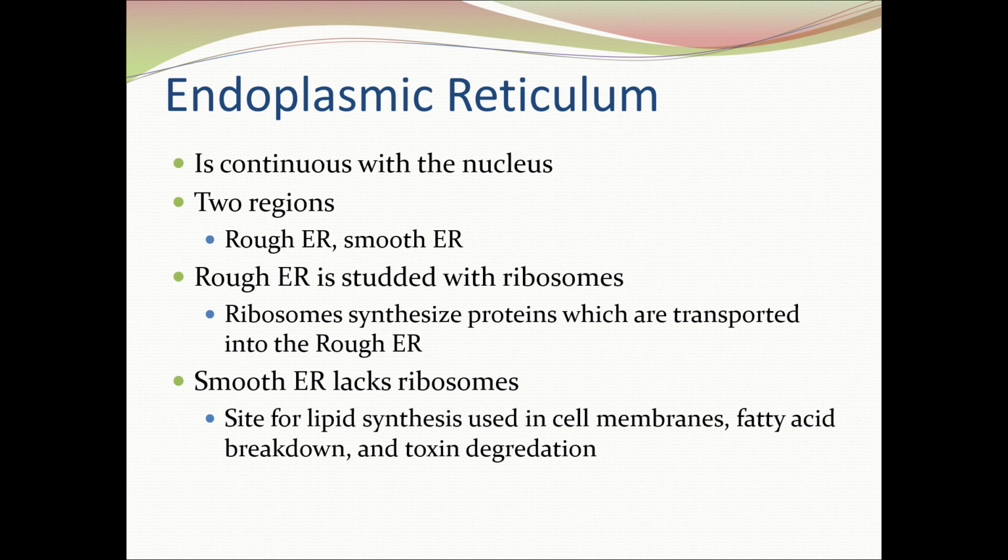The endoplasmic reticulum is continuous with the nucleus. It has two regions, a rough endoplasmic reticulum and a smooth endoplasmic reticulum. The rough endoplasmic reticulum is studded with ribosomes. Ribosomes synthesize proteins, which are transported into the rough endoplasmic reticulum. The smooth endoplasmic reticulum lacks ribosomes, and it is the site for lipid synthesis used in cell membranes, fatty acid breakdown, and toxin degradation.